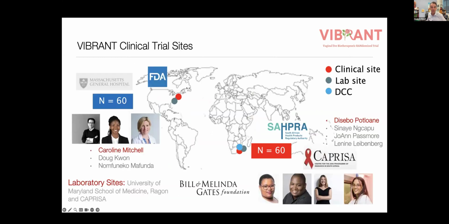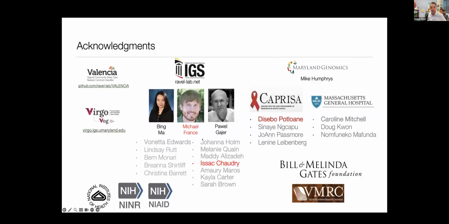So the trial will take place at 2 sites, one at MGH in Boston, that's led by Caroline, and one at Caprisa in Durban, South Africa, that's led by Disebo here. And the laboratory work for this trial will be done here at the University of Maryland School of Medicine, in Doug's lab at the Ragon, as well as at Caprisa, led by Sinai and Kapu. And with that, like Doug, I'd like to thank the people in my lab and the people who are part of the VMRC for this work.